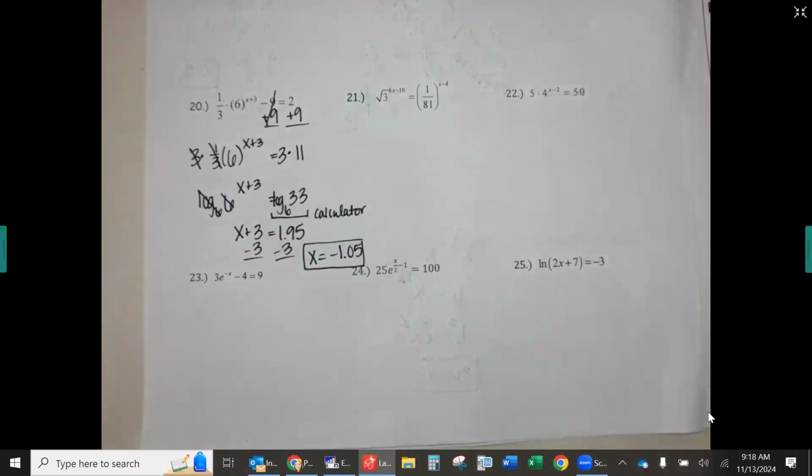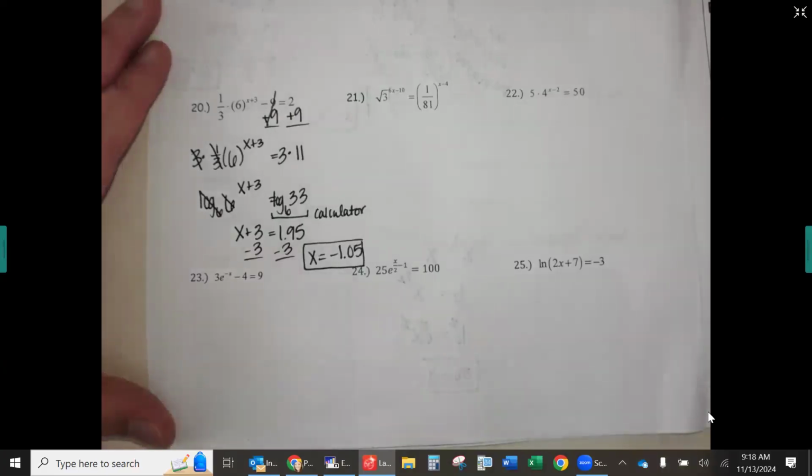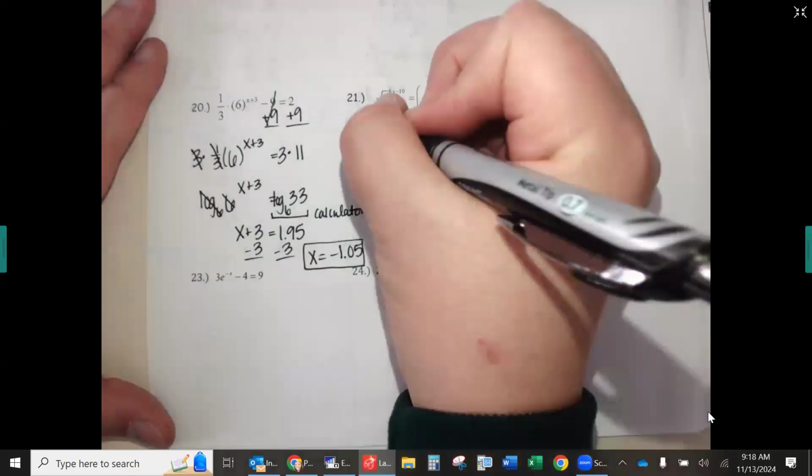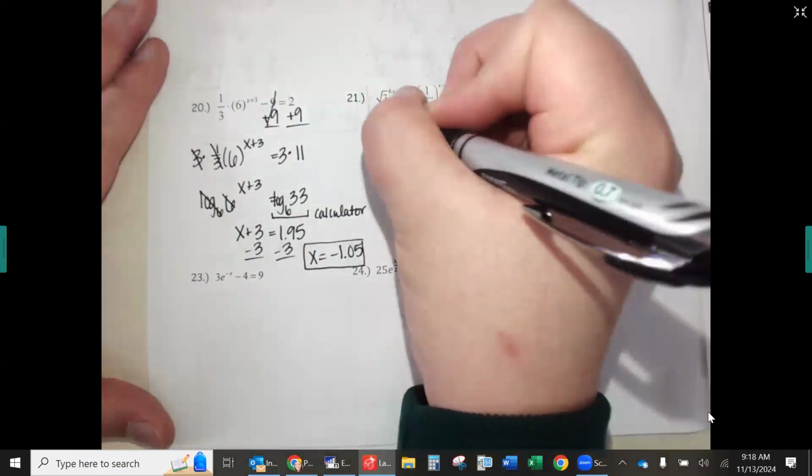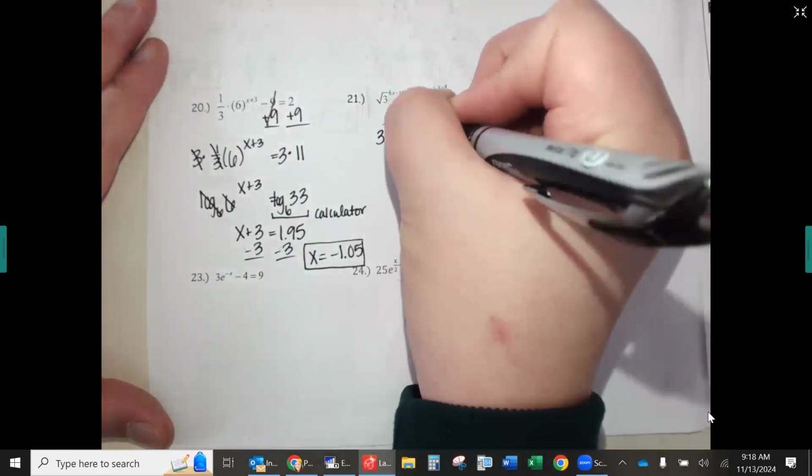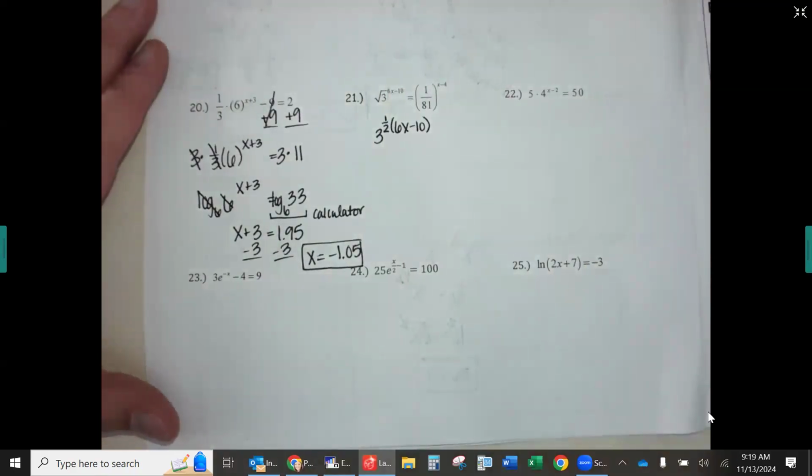Let's take a look at number 21. Okay, how do I get rid of a root 3 base? We are going to use a 1/2. That's correct. So we'll do 1/2 here. 6x minus 10 is going to stay in parentheses. Okay, and then for 81, if I can find it in the chart, okay, then we're gonna do it like that. So look in your chart for 3.